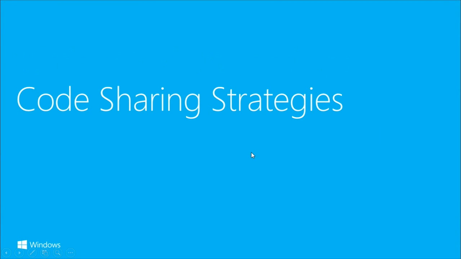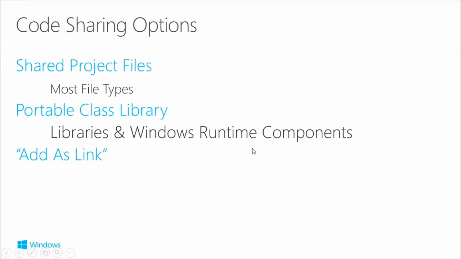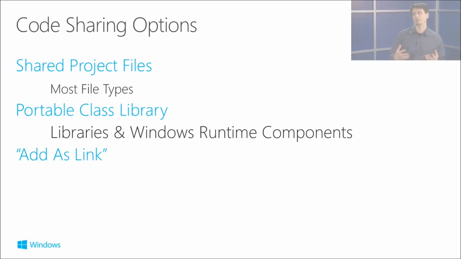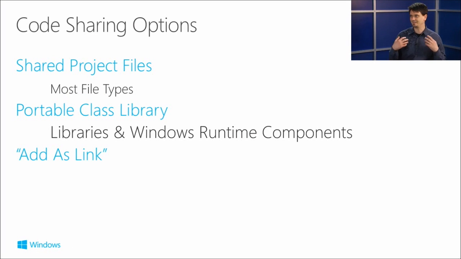Okay. So code sharing strategies. This is going to be all new stuff. There are a lot of different ways to share code in Windows 8.1 and Windows Phone 8.1. The big one, the one that we've been talking a lot about because it's the easiest one and it's really effective, is shared project files. There are very few restrictions on what you can put into the shared project files. It accepts most file types: images and assets, localization files, and XML. Pretty much everything, because it just grabs all of those files into both projects.